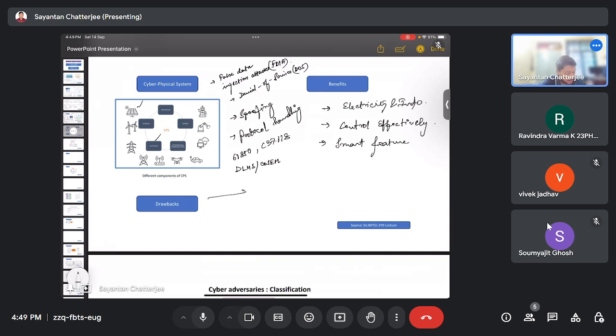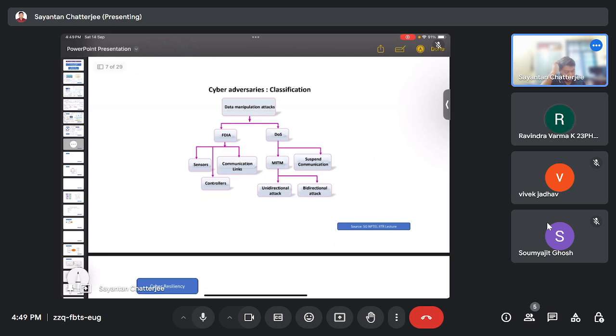There are some drawbacks, like these cyber attacks. Communication failures are also there. So these are the types of attacks that we generally go through in mostly these market architectures.